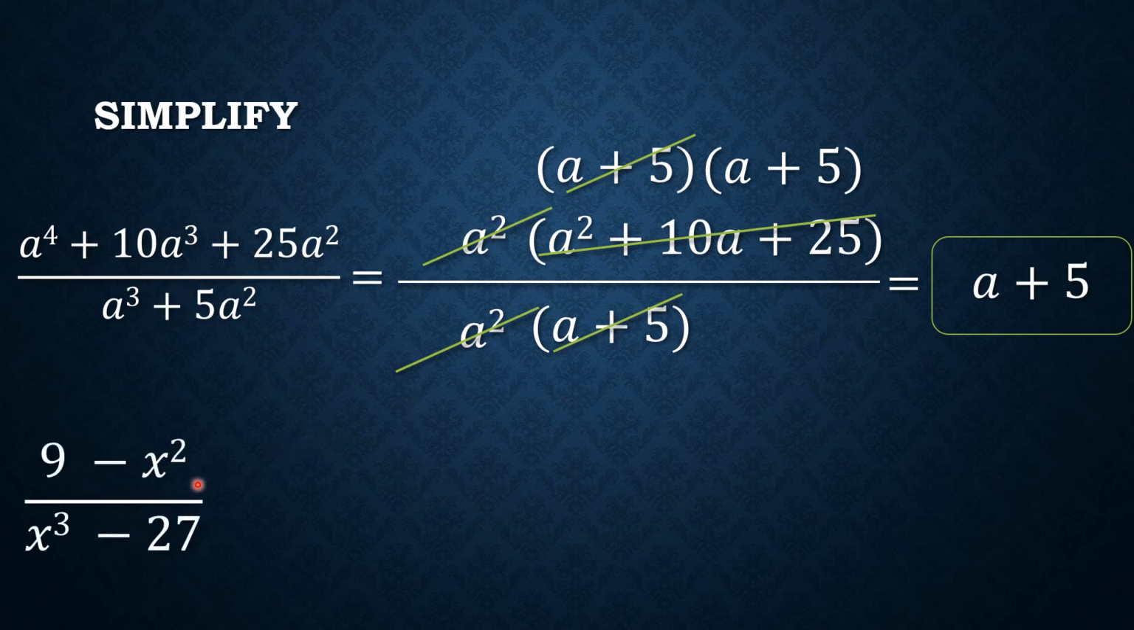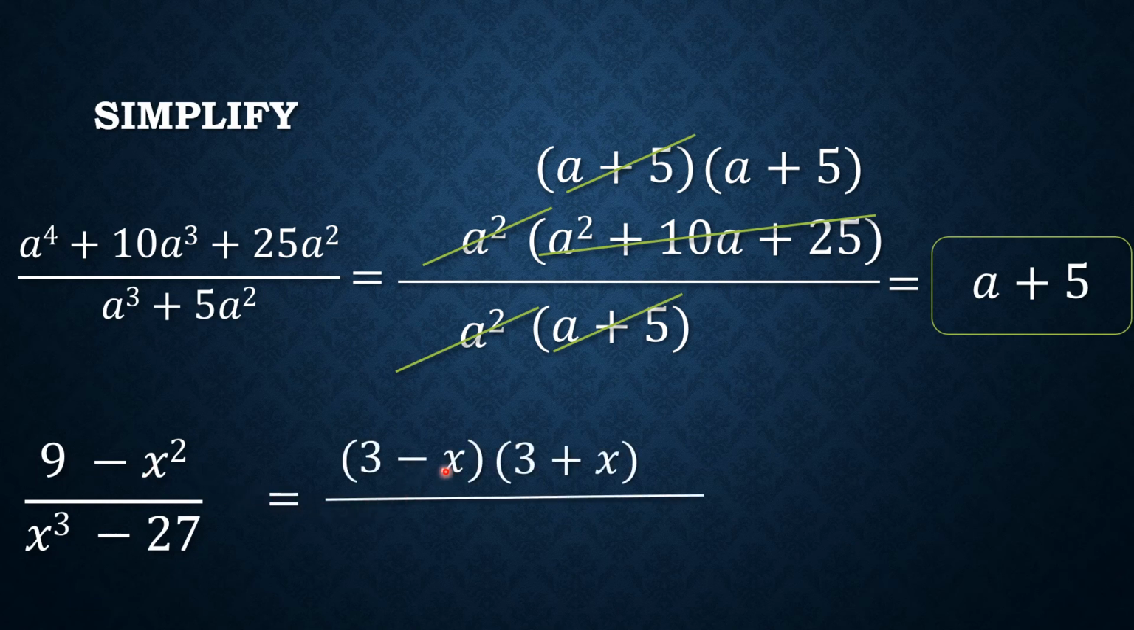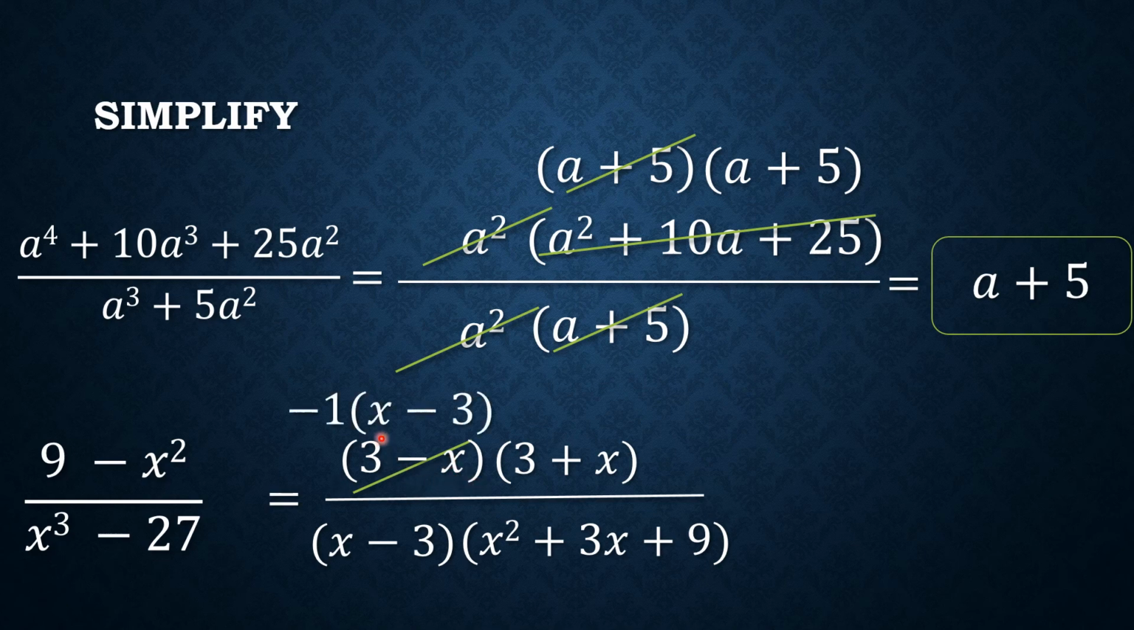Last example, we have 9 minus x squared all over x cubed minus 27. Same process. Factor natin yung numerator. This gives us 3 minus x times 3 plus x since this is a difference of two squares. X cubed minus 27, we have x minus 3 times x squared plus 3x plus 9, and this is a difference of two cubes. Notice that 3 minus x can be written as negative 1 times x minus 3.